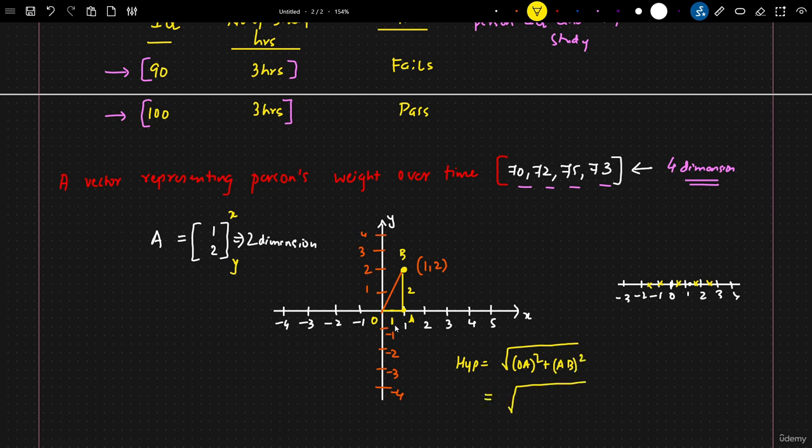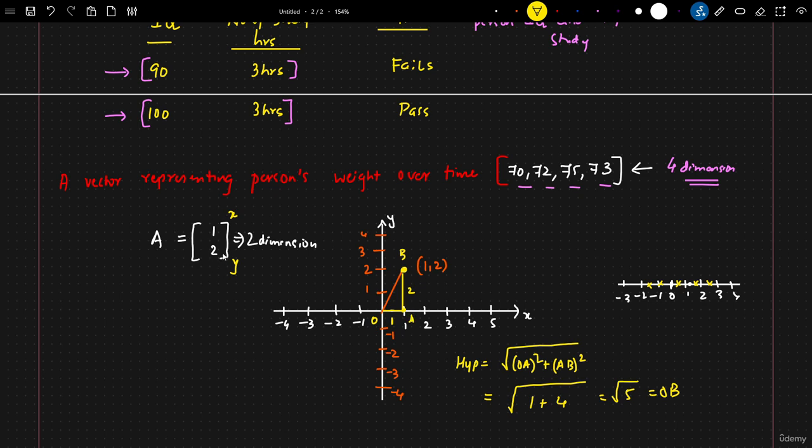So what is OA square? OA square is nothing but 1 plus 4. This is nothing but root of 5. So this distance OB is nothing but root of 5. So if somebody asks you what is the distance of this particular vector from the origin, it is nothing but OB, right? And this is how you represent this specific point in 2 dimensions.